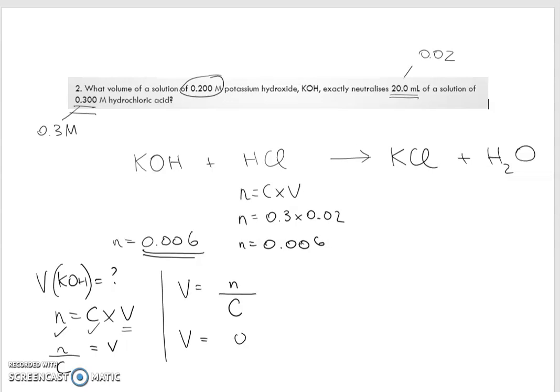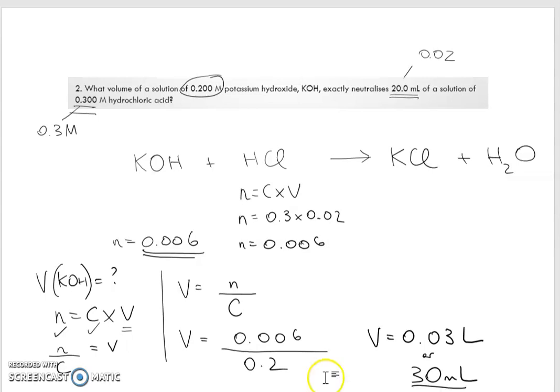So volume is going to equal 0.006 divided by my concentration, which is 0.2. So 0.006 divided by 0.2 is 0.03 litres, okay, or this is 30 mils. So that's my answer to question 2.